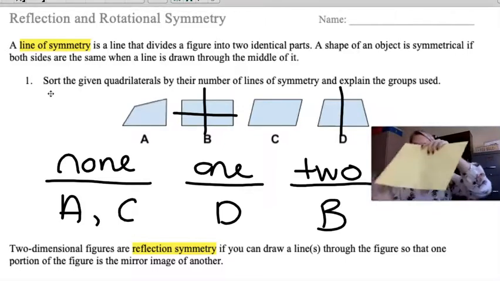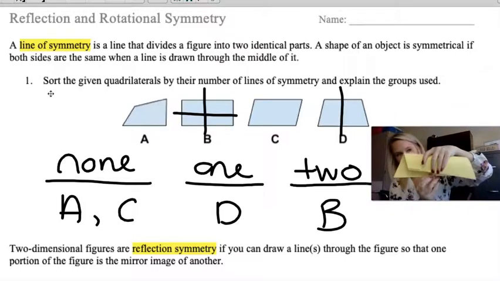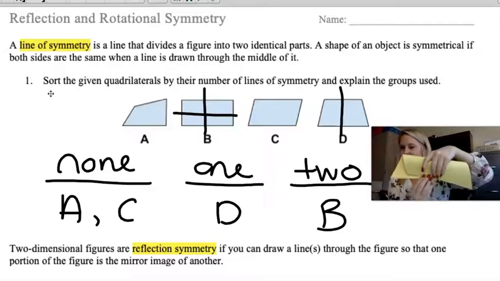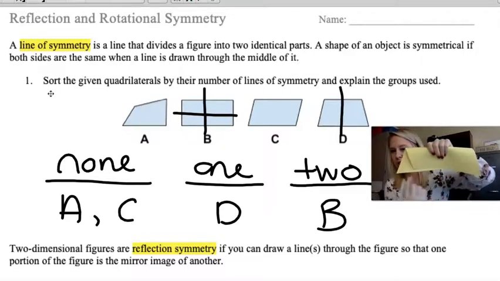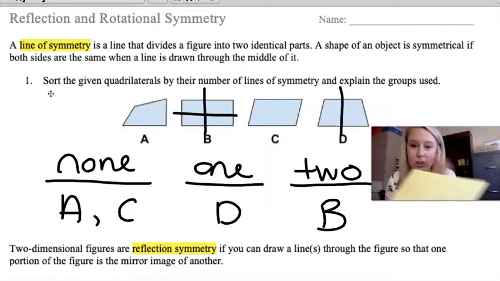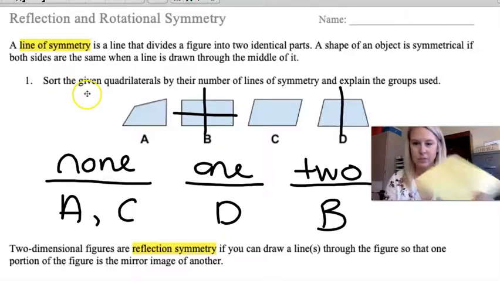You can also fold it horizontally and also see that it's not matching up exactly. So even though it looks like if you fold it, it'll be symmetrical, it's not. So that's tricky.